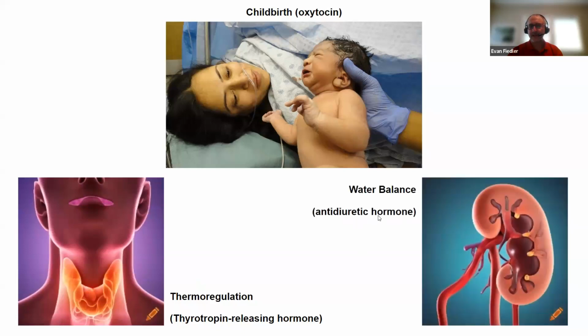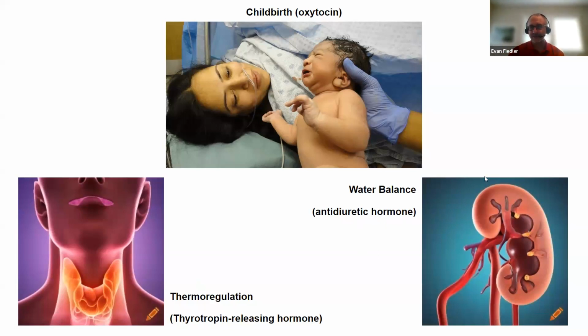Water balance, anti-diuretic hormone, produced by the hypothalamus, stored in the posterior pituitary gland. When blood pressure drops, released from the posterior pituitary gland, targets the kidneys to retain water, increasing the blood volume, increasing the blood pressure. One last key point.